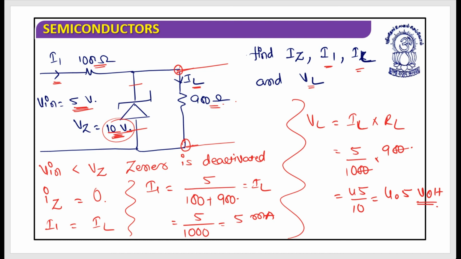So what the situation is: at this point I require 10 volts at max, not more than that, because if the voltage is more than that, it could damage my device. So here I have received only 5 volts. That means if it is 5 volts and it is directly applied here, it cannot create 10 volts, so it is absolutely okay. And in this situation the Zener has been shut off, it has been deactivated.